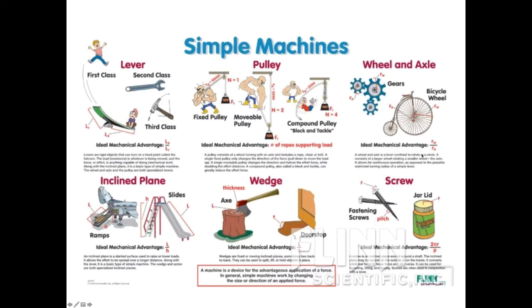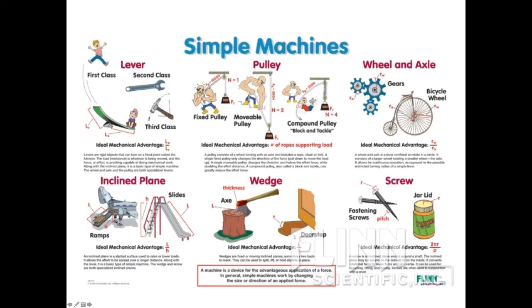The ideal mechanical advantage for a wheel and axle is the diameter of the wheel divided by the diameter of the axle. Here's the wheel and here's the axle. Here's the axle and the wheel. And think of it as the fulcrum being the central axis that the circle rotates around, and one distance is one arm of the lever and the other is the other arm of the lever.